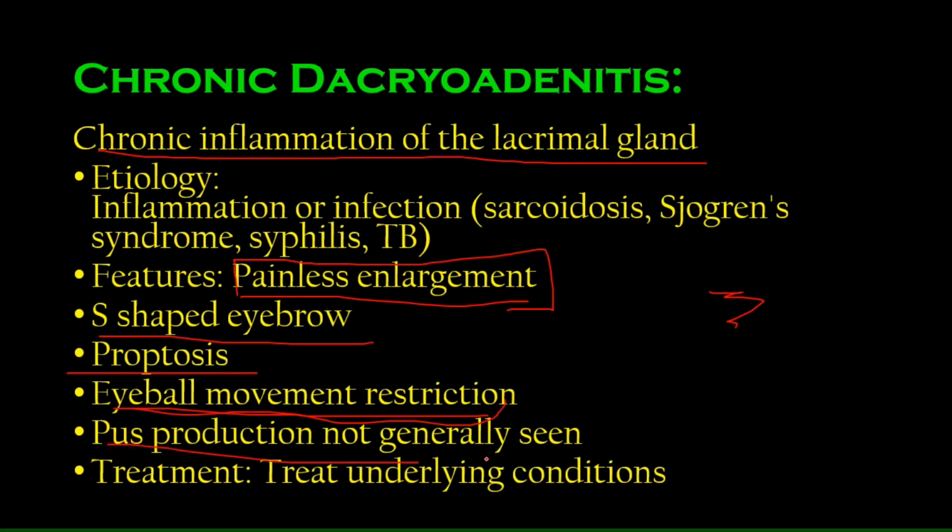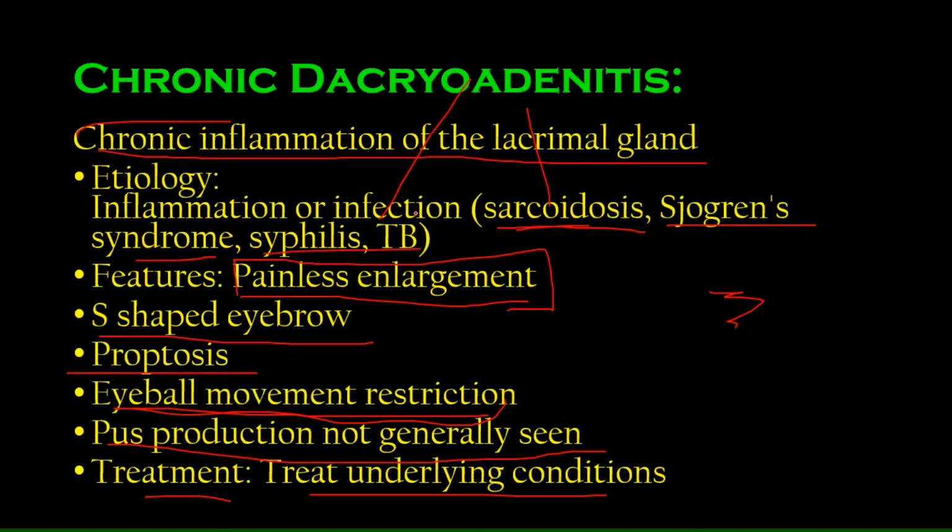Pus production is not generally seen because, of course, it's chronic inflammation, and the treatment is to treat the underlying conditions. Just learn that sarcoidosis, Sjogren's syndrome, syphilis, and TB can cause chronic Dacryoadenitis, and by treating these conditions, chronic Dacryoadenitis can be cured.